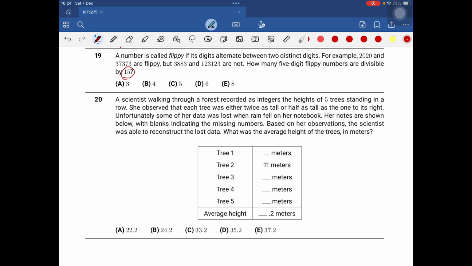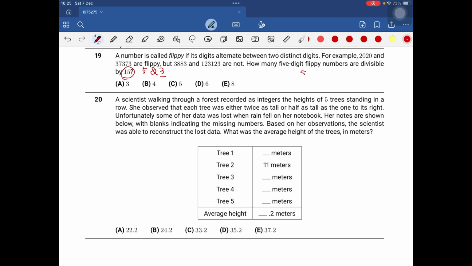Divisible by 15 means divisible by 5 and 3. Divisible by 5 means the last digit should be 0 or 5. Divisible by 3 means the sum of the digits should be divisible by 3. So the last digit cannot be 0, because if it is 0, the first digit should be 0 too. So we cannot make any 5-digit Flippy numbers with last digit 0.